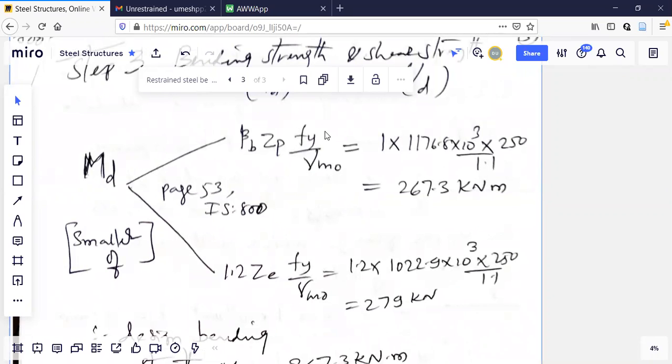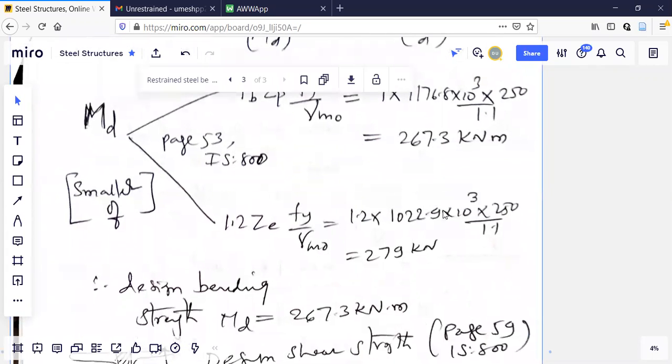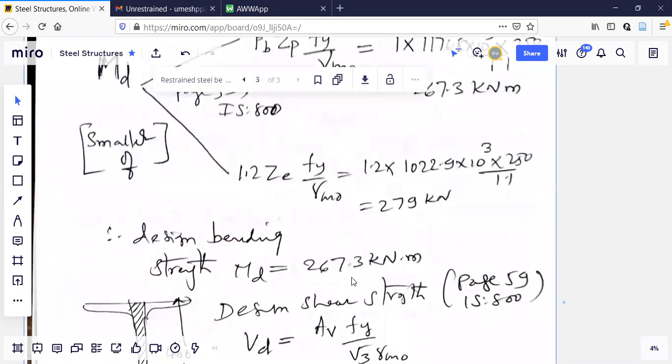Directly I have written in this place FBD. It means a term which is called the reduction factor. It is a reduction factor on account of lateral torsional buckling that has been introduced here. It will reduce the Fy value, that's all. Because of that, you will not get 267.3. So the laterally restrained beam is stronger because it carries 267.3, the smaller of these two.